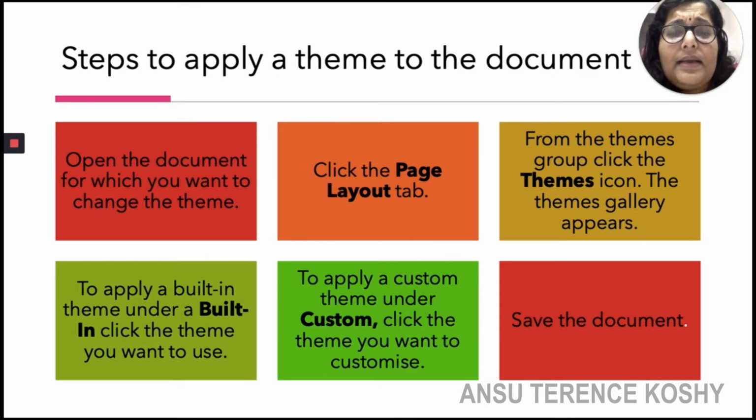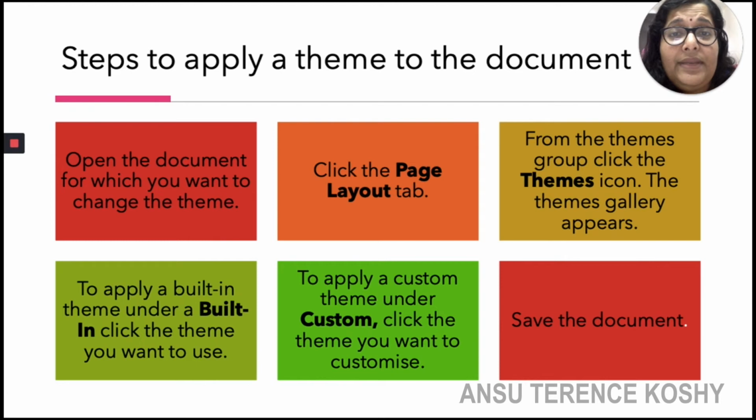To apply a custom theme, under custom, click the theme you want to customize. If you want to make it into a particular font and a particular color, that is, you want to customize according to your requirements, then that is also possible. You just need to click on the custom option inside it and then save the document. Once you finish that, you need to save the document.